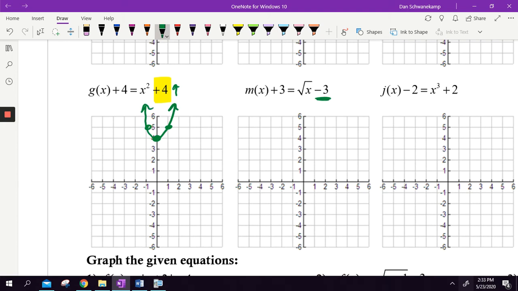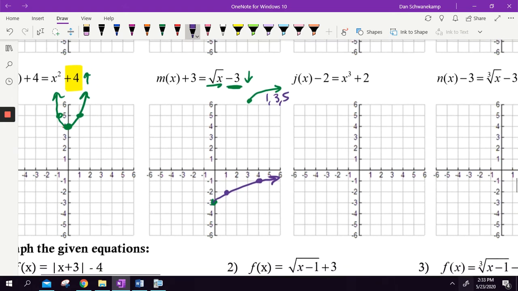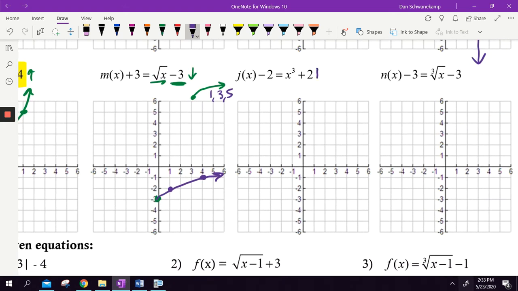The minus 3, it's tagged on the end. So since it's tagged on the end, it's going to take us up or down. Since it's minus, it's going to take me down. It's a square root, so a square root is that teapot shape. My pattern is 1, 3, 5. So up 1 over 1, up 3 over 1, up 5 over 1. There's my graph. X cubed plus 2, the plus 2, outside the grouping, taking me up 2.